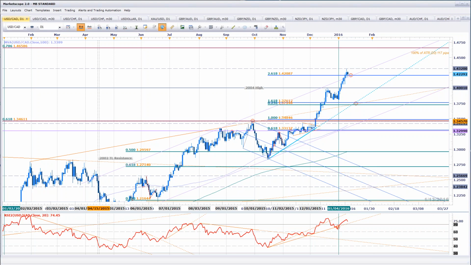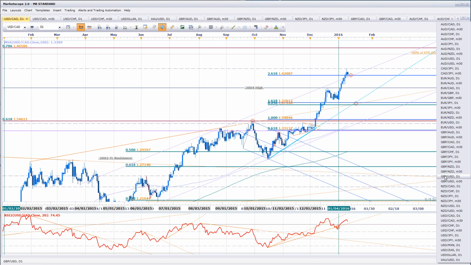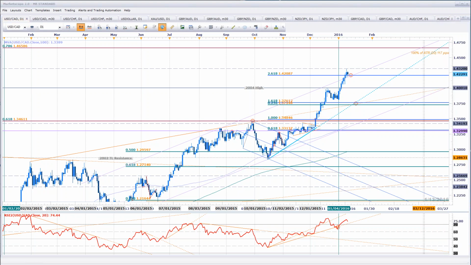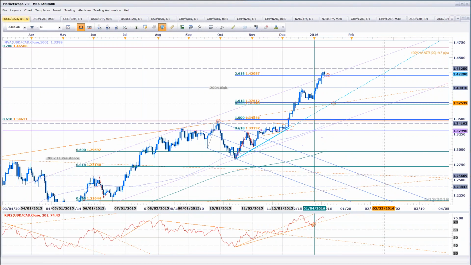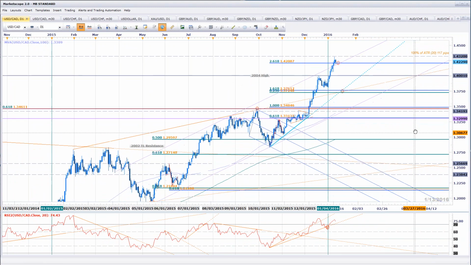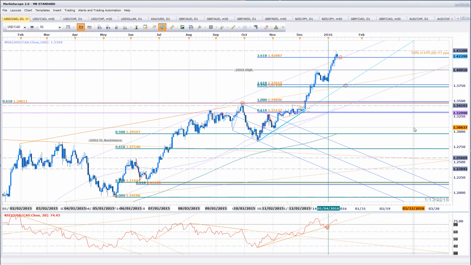So the loony crosses in general, Mark, have sort of turned me off. It's not really a sexy trade for me at this point. Psychologically, everybody should have given up on the CAD weakness, but yeah, SSI is still high. So I guess we'll have to wait and see here for the CAD.